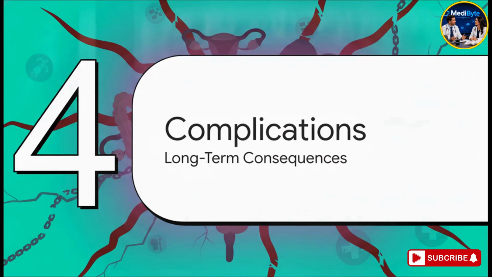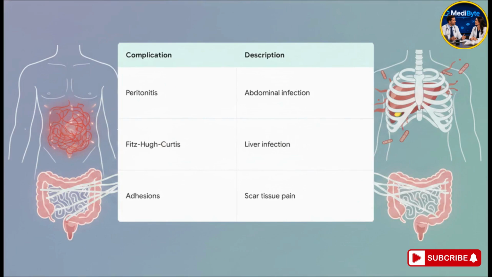Section 4. Understanding the complications. If left untreated, the complications of PID can be, frankly, devastating. Take peritonitis, for example. That's a highly dangerous infection of the membrane lining your entire abdominal cavity. Then there's Fitzhugh-Curtis syndrome. This one is wild.